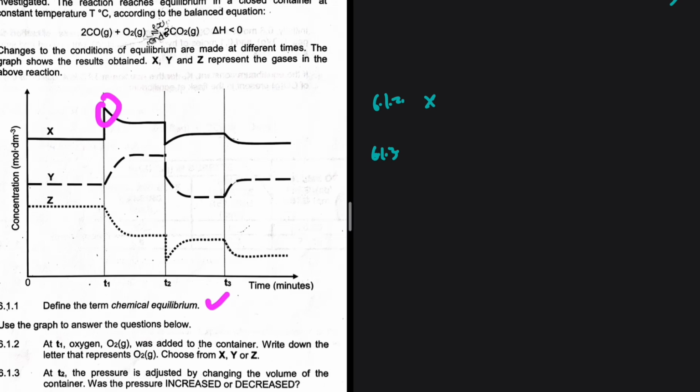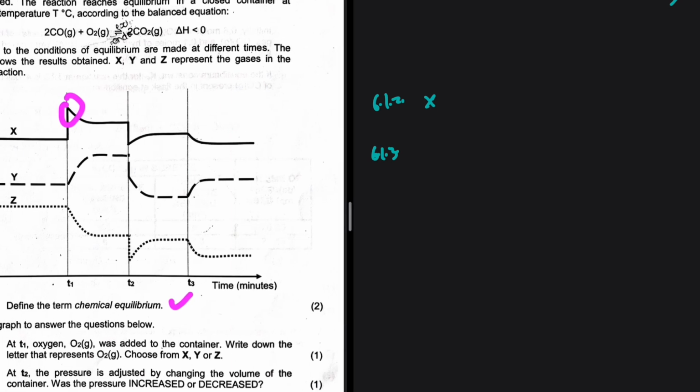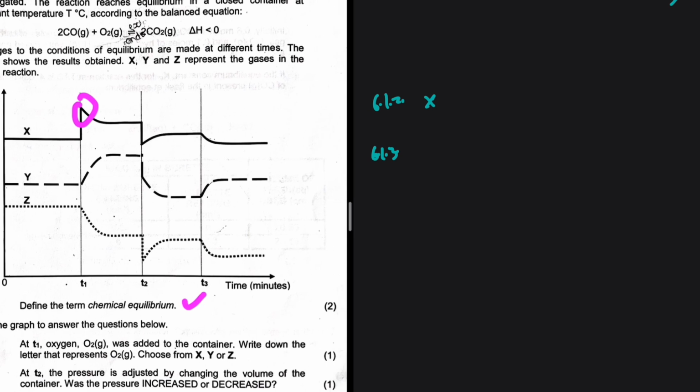6.1.3. At T2, the pressure is adjusted by changing the volume of the container. Was the pressure increased or decreased? How many marks? 1. Okay, I wish it was 2 or 3 because we really have to think. Well, 6.1.4 we must explain, so I guess the 1 mark is justified.